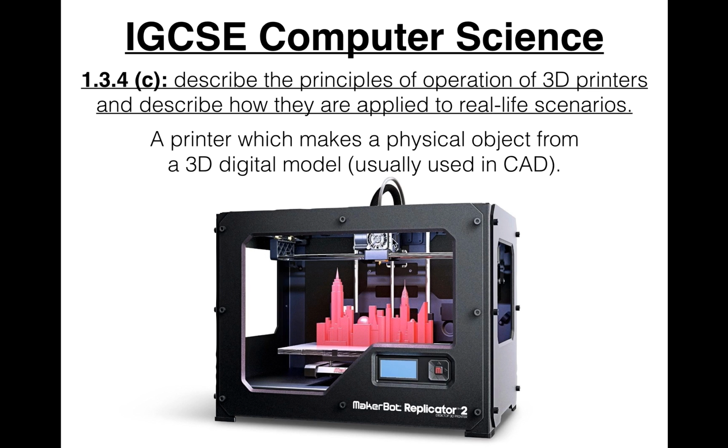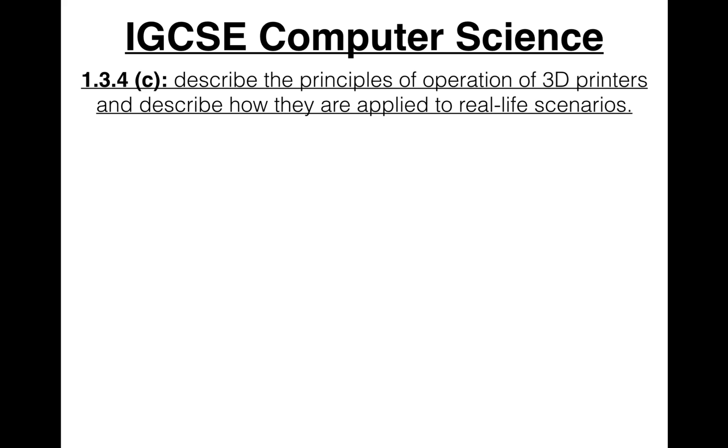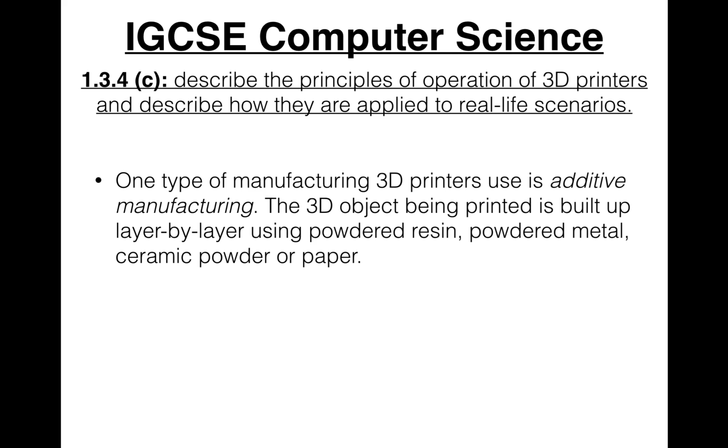So yeah, a 3D printer kind of looks like this. So there's a little city there. Anyway, there are two types of manufacturing for 3D printers. One is additive manufacturing, where the 3D object being printed is built up layer by layer using powdered resin, powdered metal, ceramic powder, or paper. So it's quite a lot of powder.